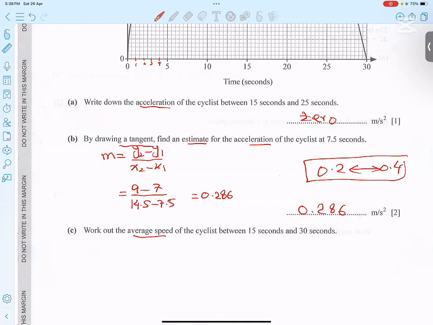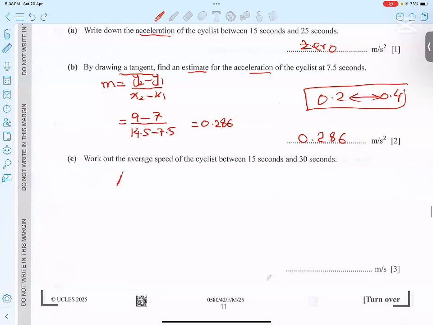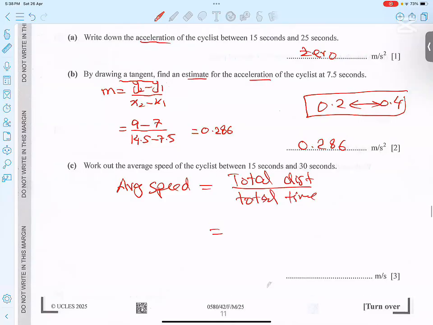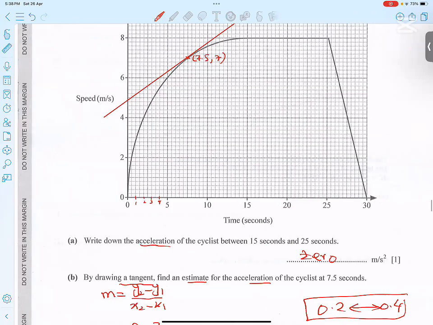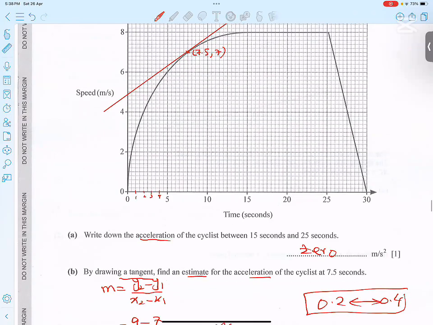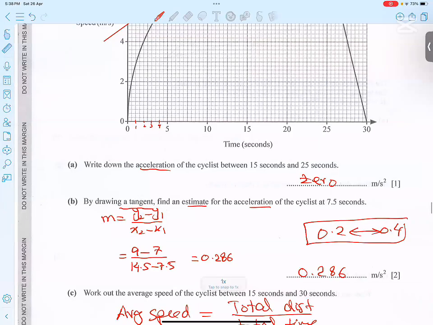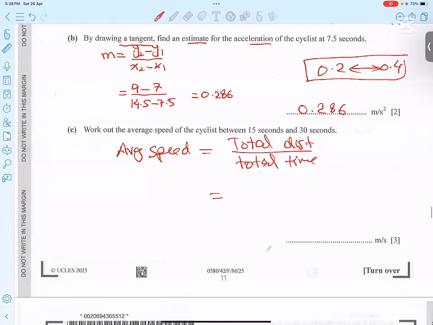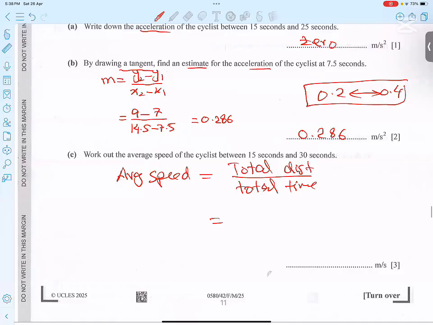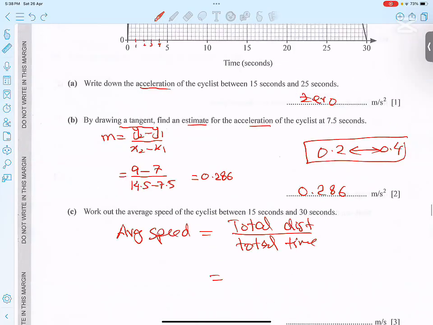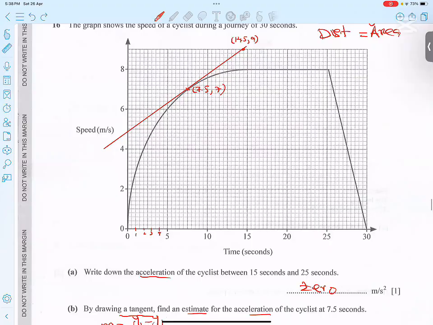Okay, average speed. The basic formula of average speed is total distance divided by total time. And what is the total distance? Let me check it. How do we find total distance in this kind of question? Sorry, he said 15 to 30. 15 to 30 is this. So I draw a line and a line and a line.